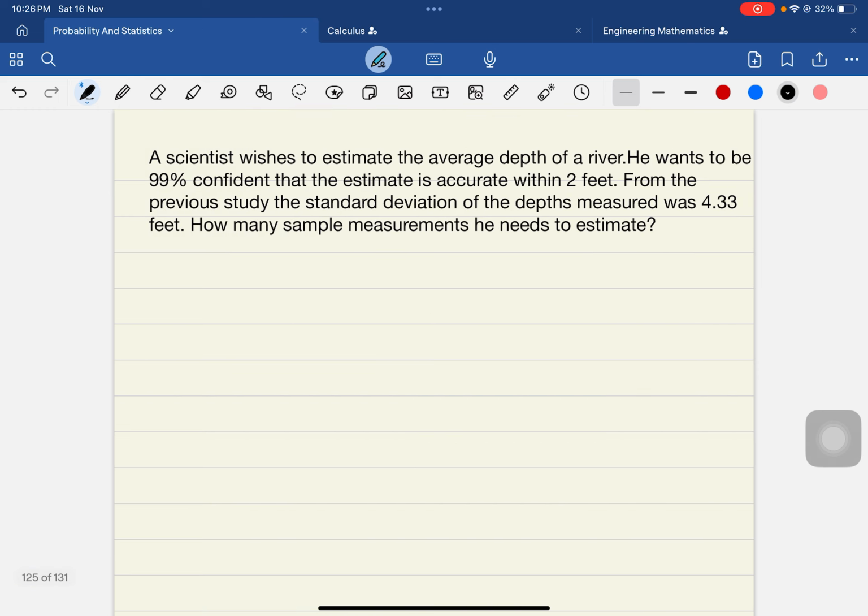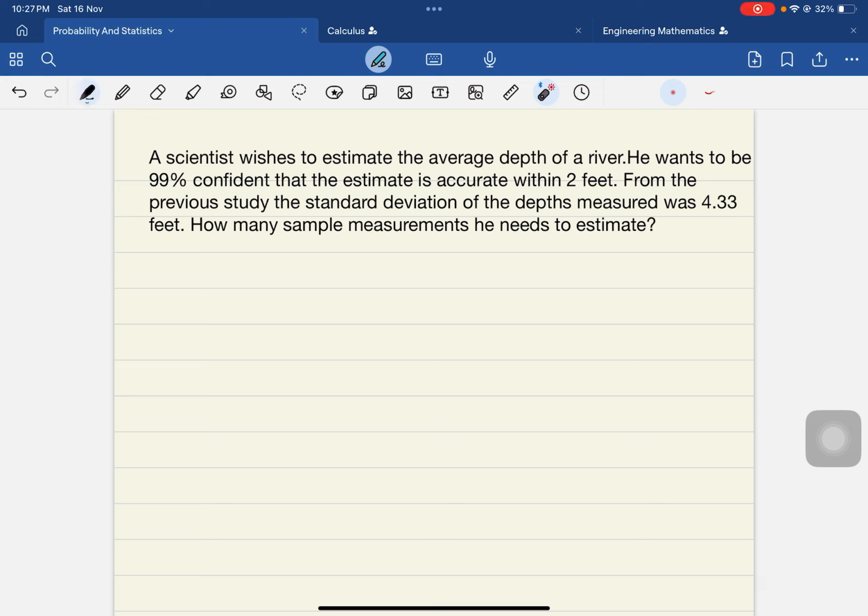Let us now do one more problem. A scientist wishes to estimate the average depth of a river. He wants to be 99% confident that the estimate is accurate within 2 feet. From a previous study, the standard deviation of the depths measured was 4.33 feet. So how many sample measurements does he need to estimate?